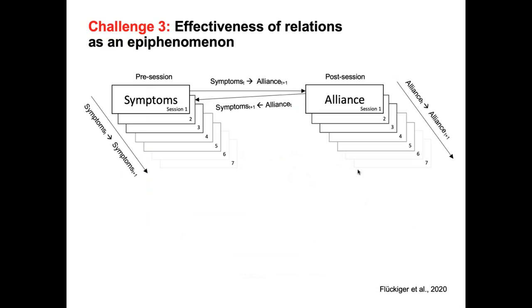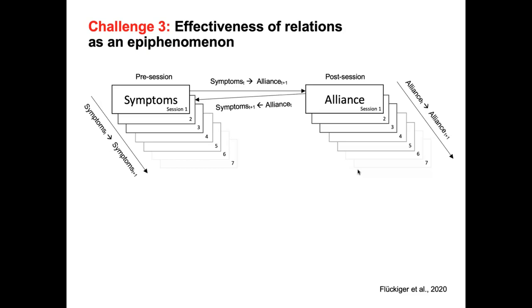But now the further challenge could be, or you could argue, that the relationship, or the alliance, is just the epiphenomenon of prior symptom change. So actually the alliance-outcome correlation would be an artificial correlation, because it just represents the change before alliance is assessed. And what I would like to show here is a meta-analysis based on 17 different data sets from 8 different countries.